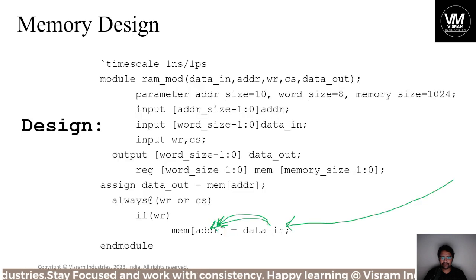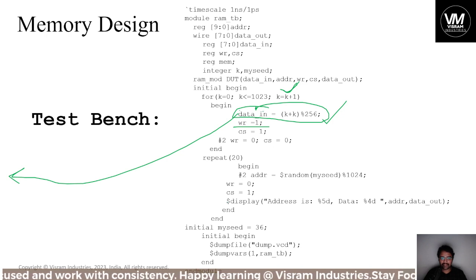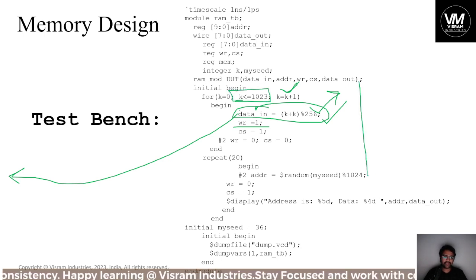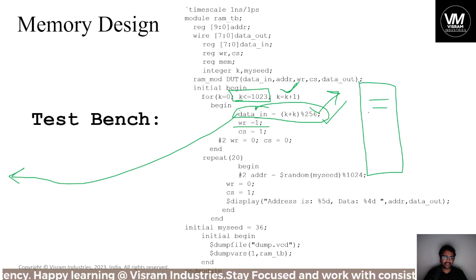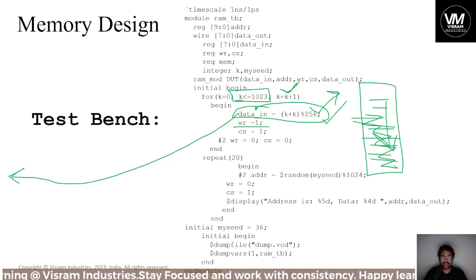If write is equal to 1, what are we doing? We are assigning some value to data in. You can simply give data in a normal value, but we have 1023 locations. So for those 1023 locations, we have to write all the data for every location. That is the reason we have used a for loop. And be careful with the begin and end every time.